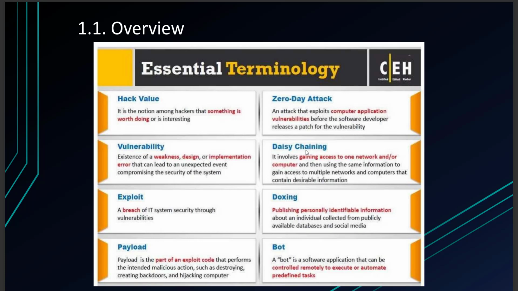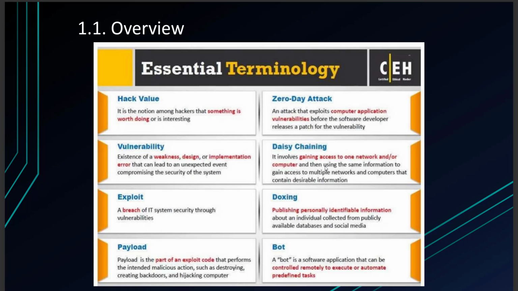Daisy chaining is a term we use when we have gained access to a network or computer, and from it we were able to gain access to other networks and computers. So let's say I hack you in order to hack your brother, or in order to hack your family. Or let's say you are an employee in a company.